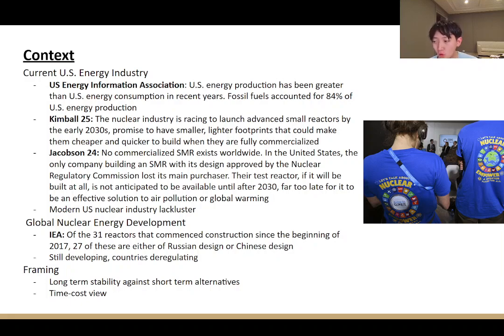Now, let's look at global nuclear energy development. According to the IEA, of the 31 reactors that commenced construction since the beginning of 2017, 27 of these are either of Russian design or Chinese design.